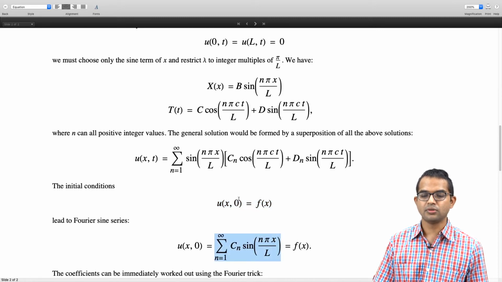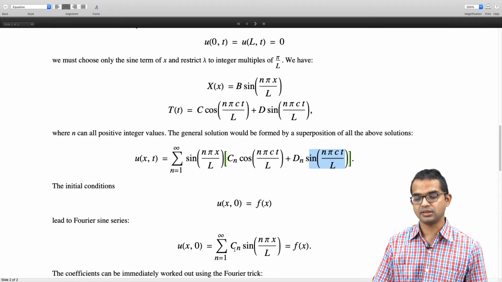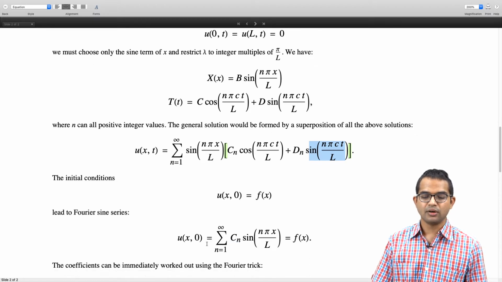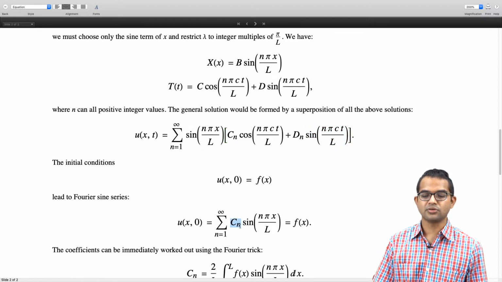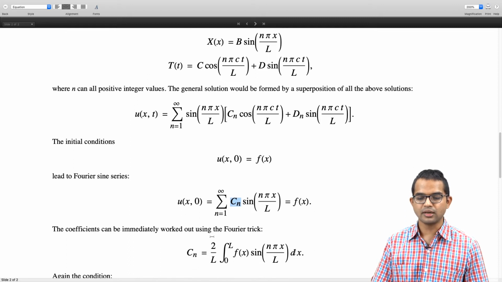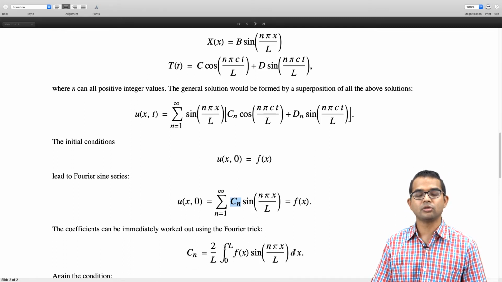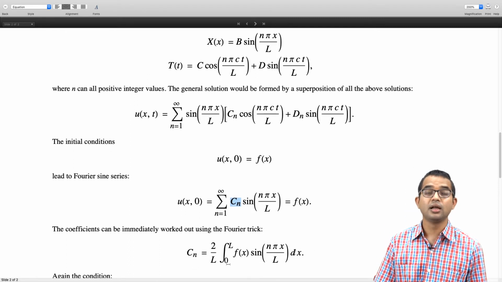u of x comma 0 equal to f of x, which basically means this sum. If you put t equal to 0, this is going to vanish and this is going to just go to 1. So then you're just left with a summation Cn sine of n pi x by L is equal to f of x. So this is a Fourier sine series, and we can extract these coefficients using the standard Fourier trick. So Cn you can immediately write down to be 2 by L integral from 0 to L f of x sine of n pi x by L.